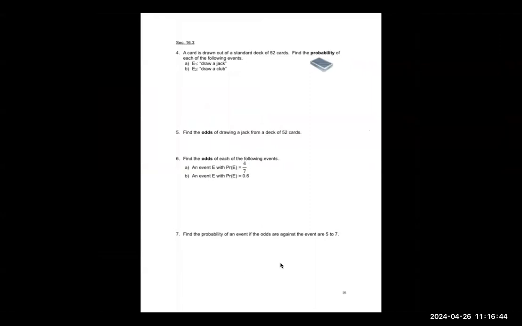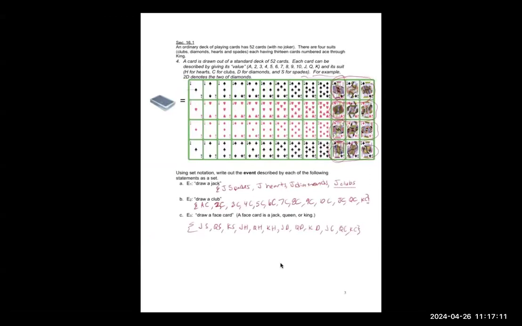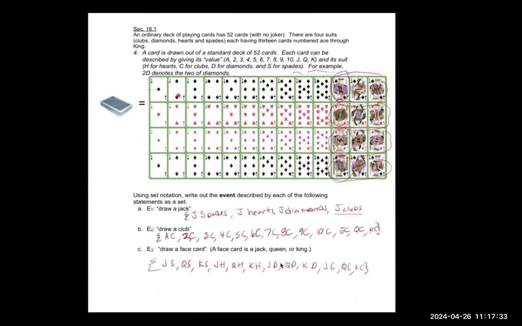It says a card is drawn out of a standard deck of 52. Find the probability of each of the following events. So we saw earlier all the total possible cards that could be picked, and the ways a jack could be picked. Let me just go back to the page really quick. Here is all the total possible outcomes. And if you look at just the jacks, there's only four of them: one, two, three, four. And there's a total of 52 cards. So the probability of getting a jack is 4 out of the total 52.